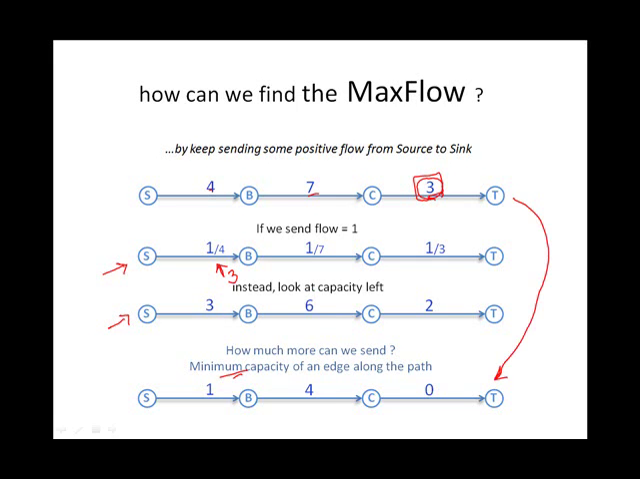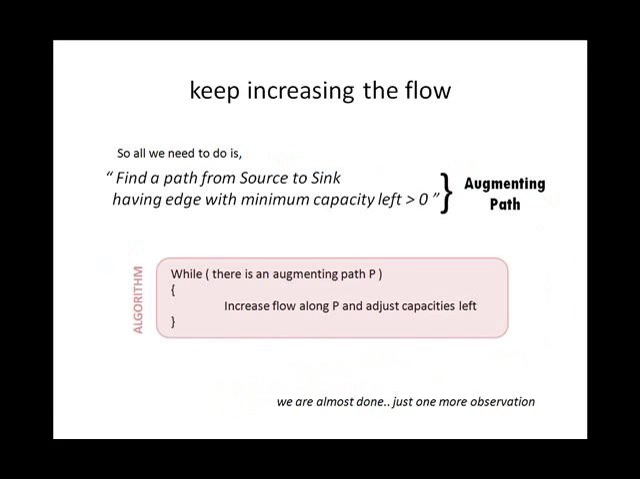Okay. So what we are actually doing is augmenting the flow along the path S to T. The algorithm we follow is, we want to find a path from source to sink where the minimum capacity left is greater than 0. That is what we refer to as the augmenting path. Okay. So an augmenting path is nothing but a path from source to sink such that the capacity left on each edge along the path is greater than 0. Okay. If it is 0, then we cannot send any flow along that path.